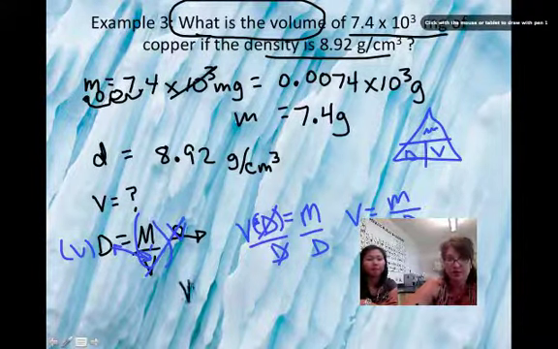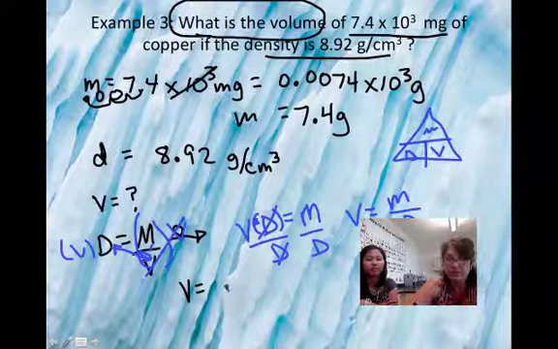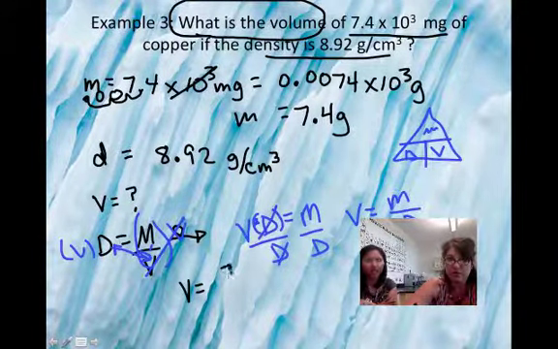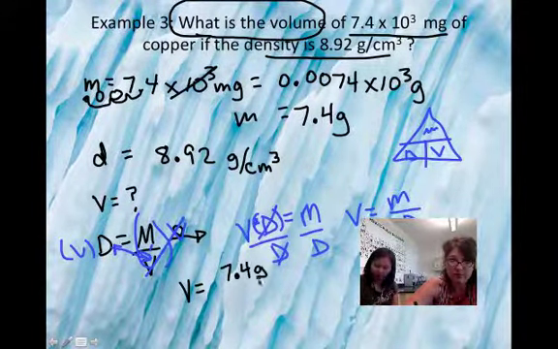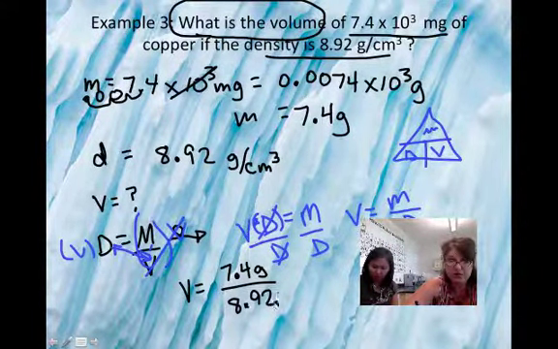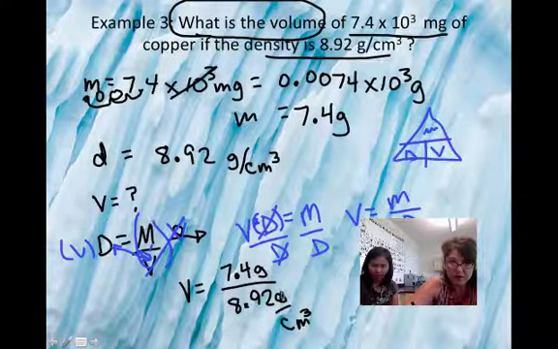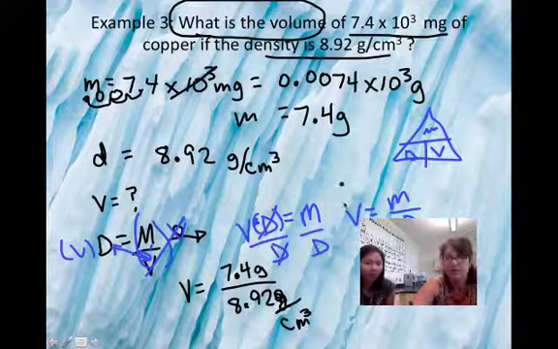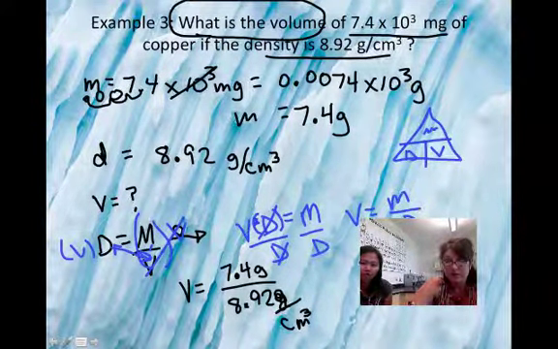So now let's go solving for volume. Is mass over density. So 7.4 grams divided by 8.92 grams per cubic centimeter. Notice now I have a fraction in my denominator. Let me show you how this math works.